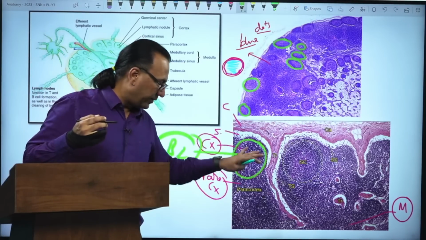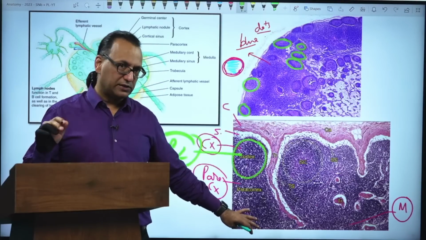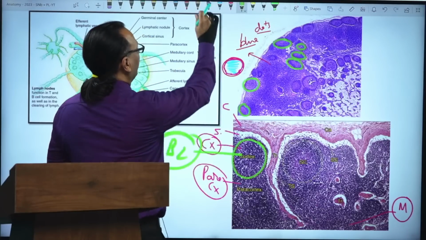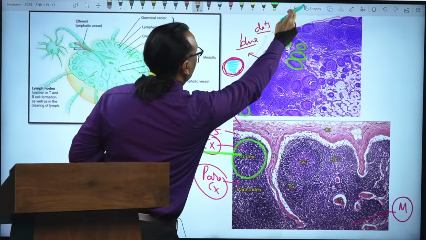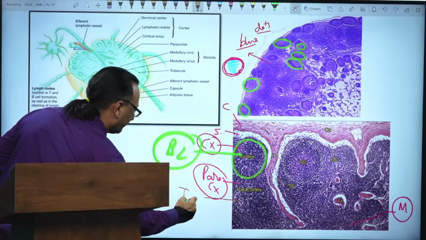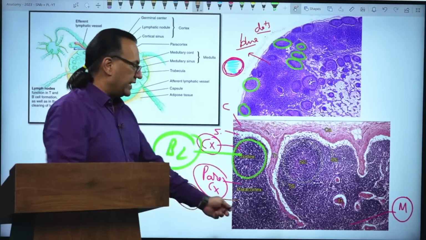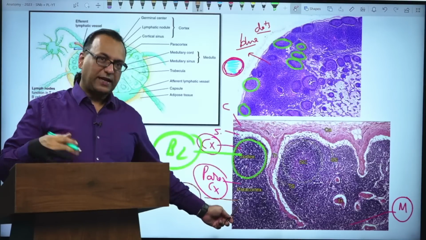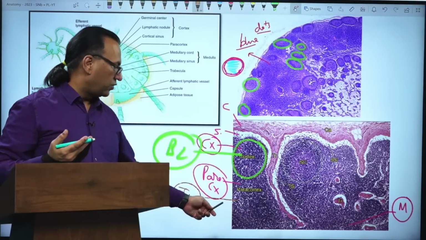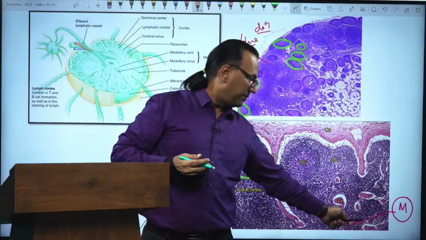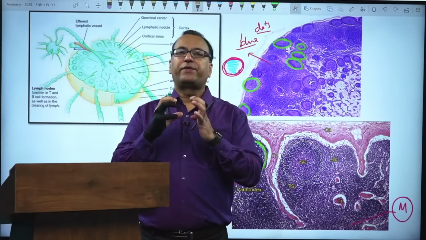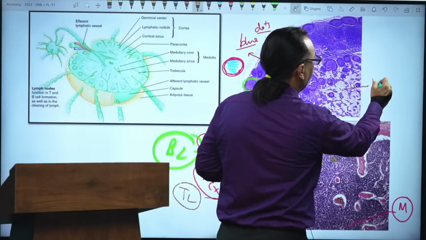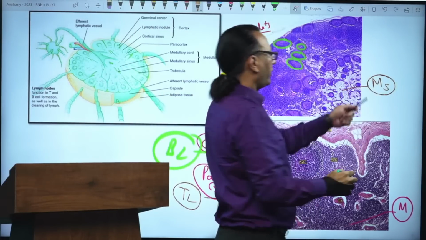But if you go deeper, you will not have lymphoid follicles. You will have the paracortex, and in the paracortex, what you find is T lymphocytes, giving cell-mediated immunity. Cell-mediated immunity by the T lymphocytes. And if you still go deeper, in the medulla, there will be a lot of lymph in the medullary sinuses. Like here, you can see medullary sinuses filled with a lot of lymph.